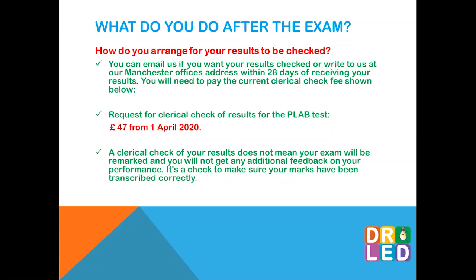The request for clerical check of results for the PLAB 2 test is £47 from 1 April 2020. A clerical check of your results does not mean your exam will be remarked, and you will not get any additional feedback on your performance. It is a check to make sure your marks have been transcribed correctly.